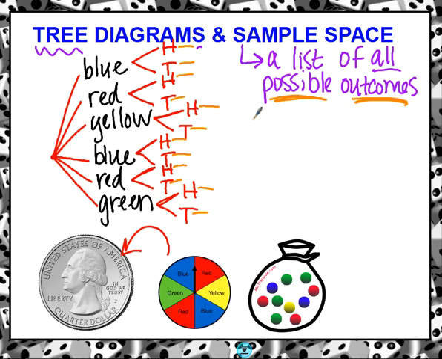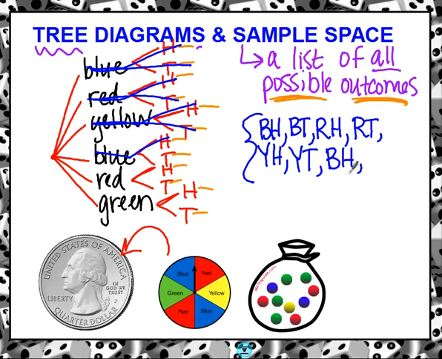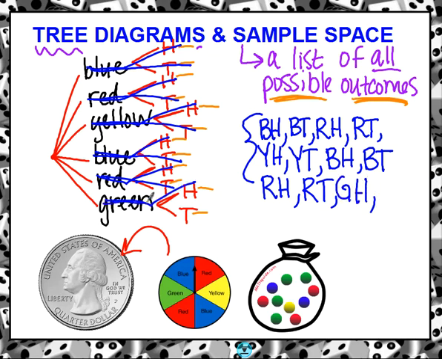So let's write it like this. We're going to follow the tree diagram, and we'll write like this. It could be blue and land on heads, blue and land on tails, red and land on heads, red and land on tails. We're just working our way through our tree diagram. Yellow, land on heads. Yellow, land on tails. Blue, land on heads. Blue, land on tails. Red, land on heads. Red, land on tails. Green, land on heads. And green, land on tails. So that would be the end of my sample space.